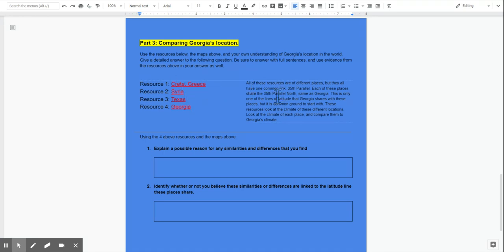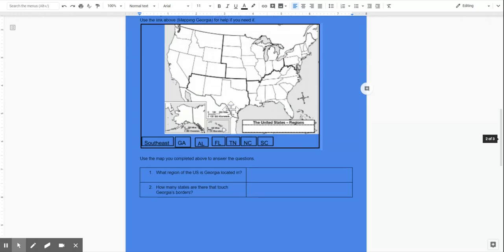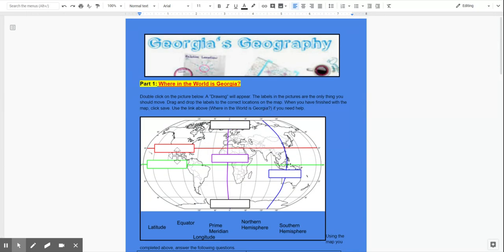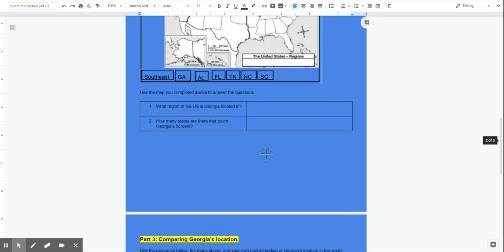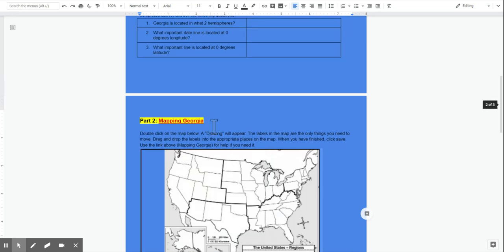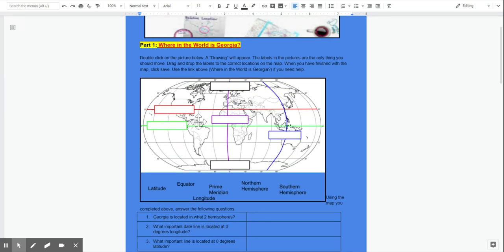All of these resources are of different places, but they all have one common link, the 35th parallel. Each of these places share that line with Georgia, so it's a line of latitude. This is the only one of the lines of latitude that Georgia shares with these places, but it is common ground to start. So just for your consideration, all of these places, Crete, Greece, Syria, Texas, and of course, Georgia, all share the 35th parallel. And by that, when I go back up, think Georgia's here, Georgia, Texas, Crete. And then what was the other location? Syria. They all share that parallel. So they all fall along this line.